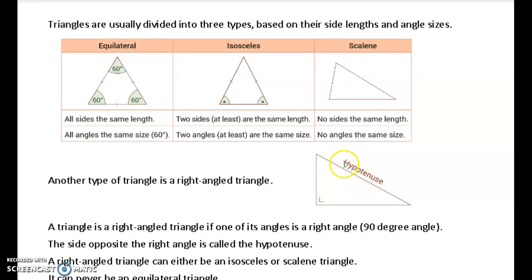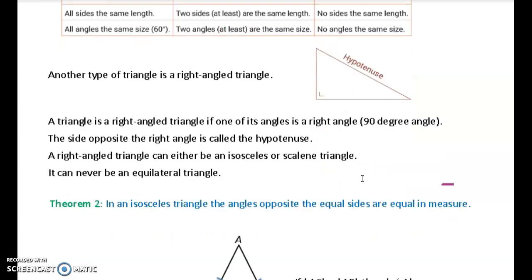Look at how it's spelled, hypotenuse. Get used to that word. You will hear that word a lot for the next 4 or 5 years. Hypotenuse. What is the hypotenuse? The hypotenuse is the side across from the right angle in a triangle.